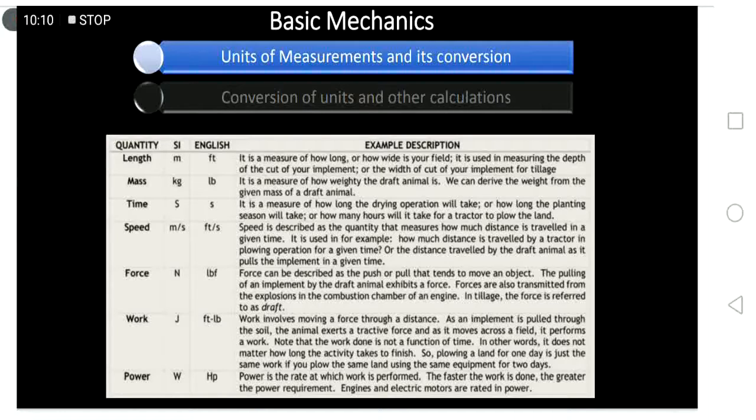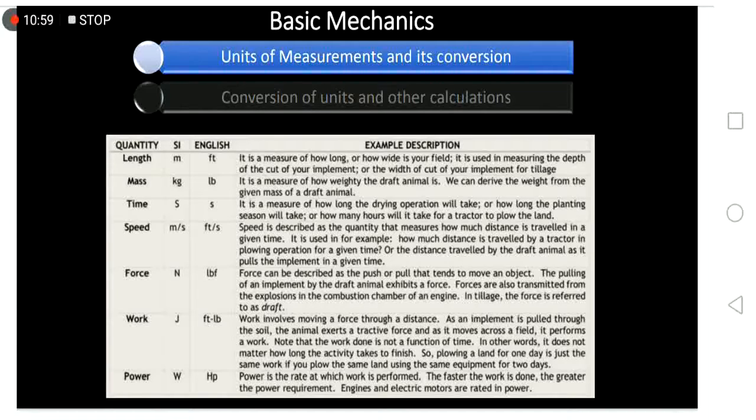For work, our unit is the joule or foot-pound. Work involves moving a force through a distance, so it is a combination of the force traveled through a distance. As an implement is pulled through the soil, the animal exerts a tractive force and it moves across the field. So the animal exerts a force as it moves across the field. So we can now compute the work done. It is the same no matter how long the activity takes to finish. So plowing a land for 1 day is the same work as plowing the same field using the same equipment for 2 days.